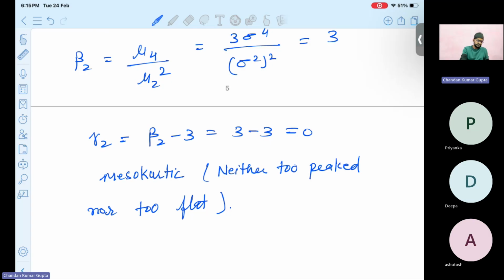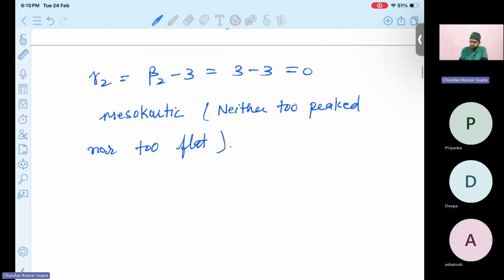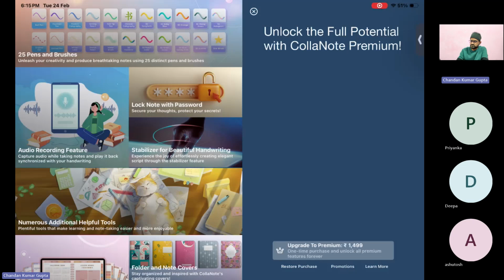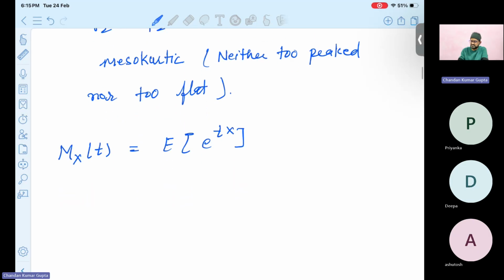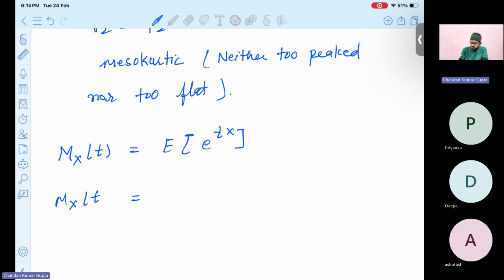Now the next thing is the moment generating function, M_X(t). As you know, M_X(t) is defined as expectation of e to the power tX, and when you solve, you will find out the M_X(t) for the normal distribution is e to the power mu t plus half of sigma square t square. This is the moment generating function for the normal distribution.